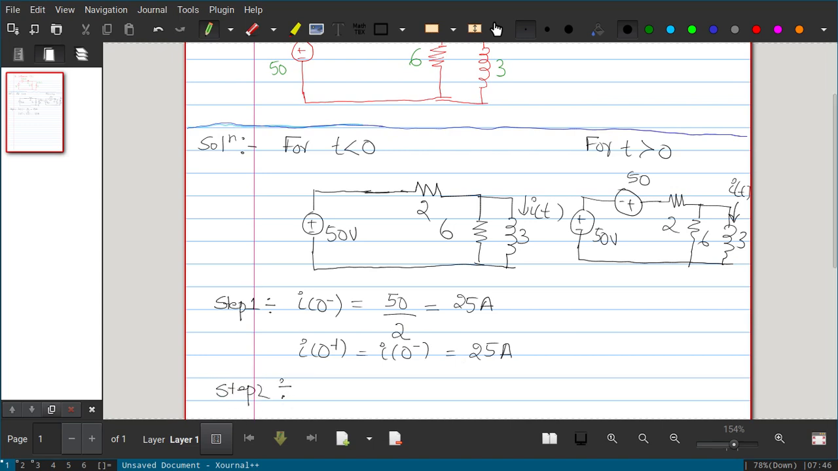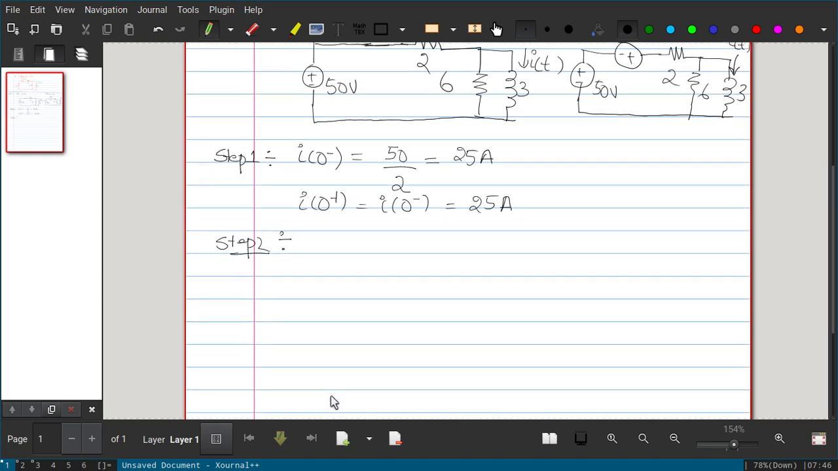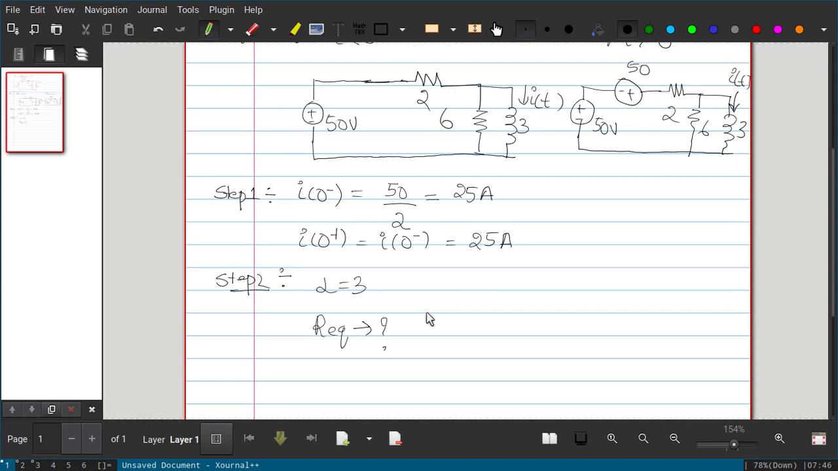Step 2. We have to find tau. So for that we know L directly, that is 3, but R equivalent we have to find. So what is R equivalent? This is after t greater than or equal to 0. So after t equal to 0, that time we have to find tau, the time constant. Okay, so how to find that one? What do you mean by R equivalent? R equivalent is the equivalent resistance seen by the inductor.